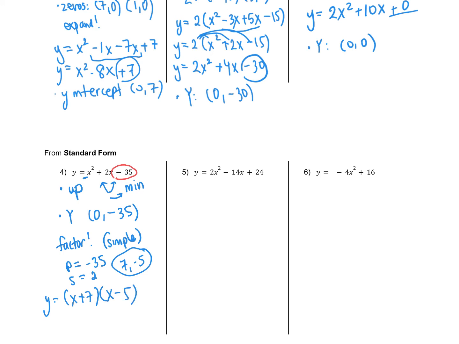So when I'm factoring, I write the numbers as is. But when I take down my zeros, I'm going to take the opposite sign. So instead of positive 7, it's going to be negative 7. Instead of negative 5, it's going to be positive 5. And there it is. So starting with standard form, the extra work you have to do is factoring. If you start with factored form, you have to do some FOIL or expanding.